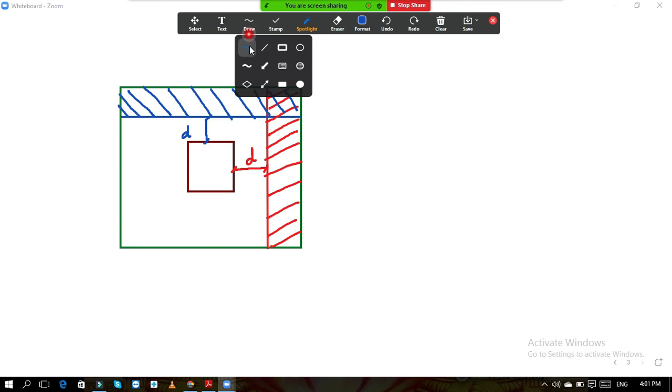If I give a name to this, A, B, C, D. Now this A, B, C, D, if the excessive load is there and this footing fails due to one way shear, then this strip A, B, C, D will get disconnected from the footing, and then the footing fails.